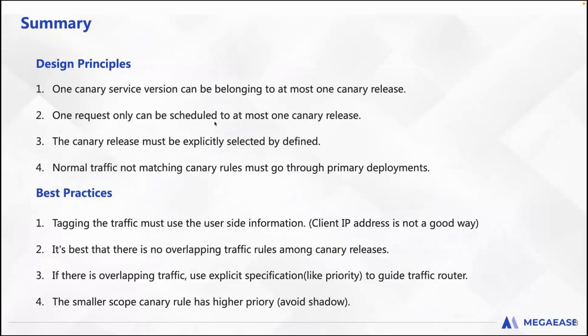Here's also few best practices. 1. Tagging the traffic must use the user side information. For example, a client IP address is not a good way. 2. When tagged traffic overlaps, use explicit priority to guide the traffic router. 3. The smaller scope canary rule has a higher priority.